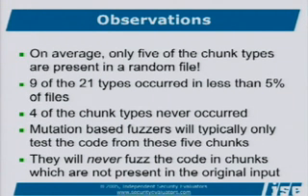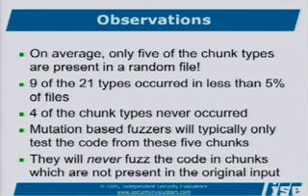And this is just restating that. Basically, if you pick a random file off the internet, it's probably going to have around 5 chunks. 9 of the 21 types occur in less than 5% of files. 4 of them never showed up at all. And again, the important thing is that if you use this as the basis for your mutation-based fuzzer, you're never going to fuzz any of the code for the chunks that aren't present in your file.